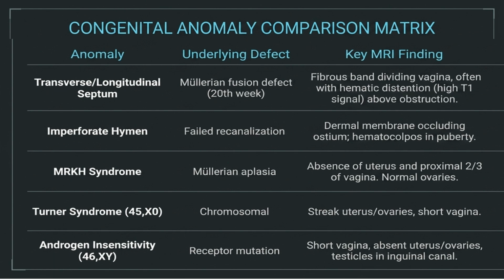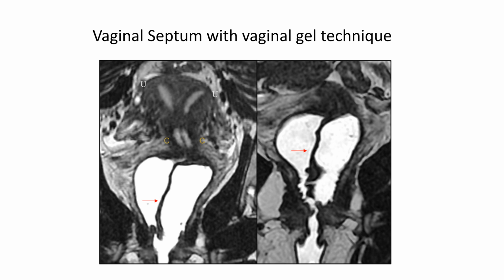This matrix compares key congenital anomalies. Note the underlying defects and characteristic MRI findings, such as the fibrous band in transverse septum, or the absence of the uterus in MRKH syndrome. Here we see images of a vaginal septum, clearly demonstrated using the vaginal gel technique. The technique helps visualize the anatomy more clearly.